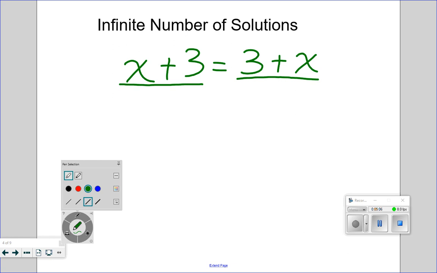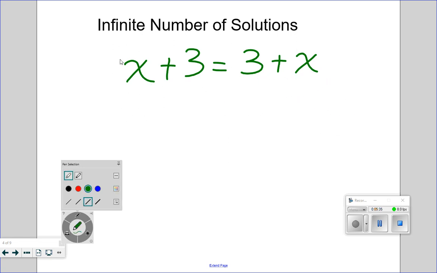We can do a couple examples. If x is 0, on the left side I have 0 plus 3, and on the right side I have 0 plus 3. If x is 2, on the left side I have 2 plus 3, and on the right side I have 3 plus 2, both 5. That'll work no matter what number you plug in and guess for x. So we call this an infinite number of solutions.